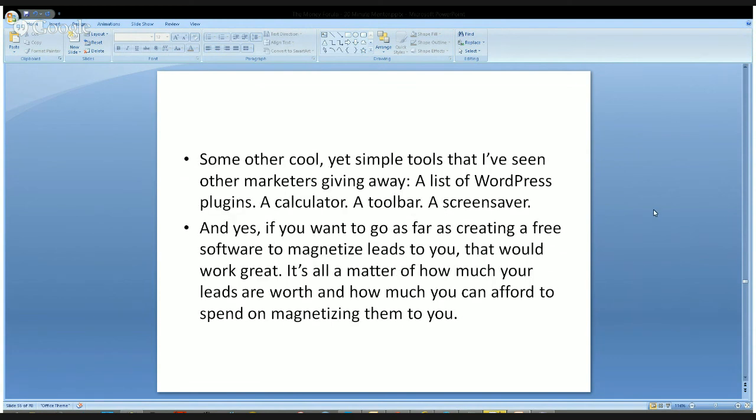Some other cool yet simple tools that I've seen other marketers giving away are things like a list of WordPress plugins. In fact, I've done that myself. A long time since I have done it, but yeah, I gave away a list of WordPress plugins that I was using at one time. A calculator, a toolbar, a screensaver. And yeah, if you want to go as far as creating free software to magnetize your leads to you, that'd work great as well. It's all a matter of how much your leads are worth and how much you can afford to spend on magnetizing them to you.